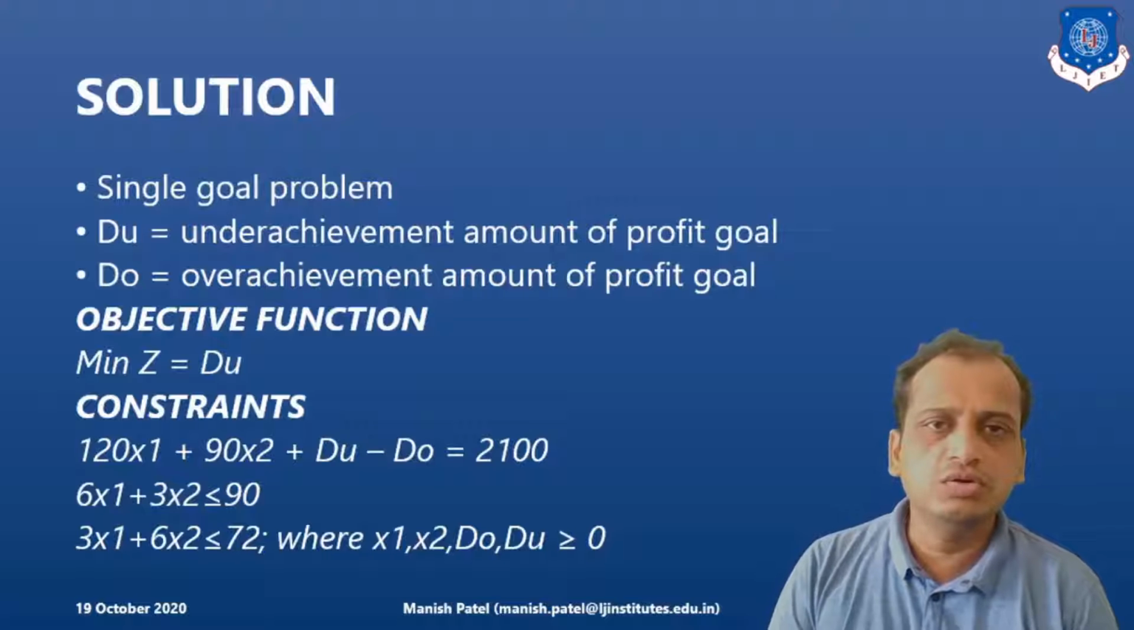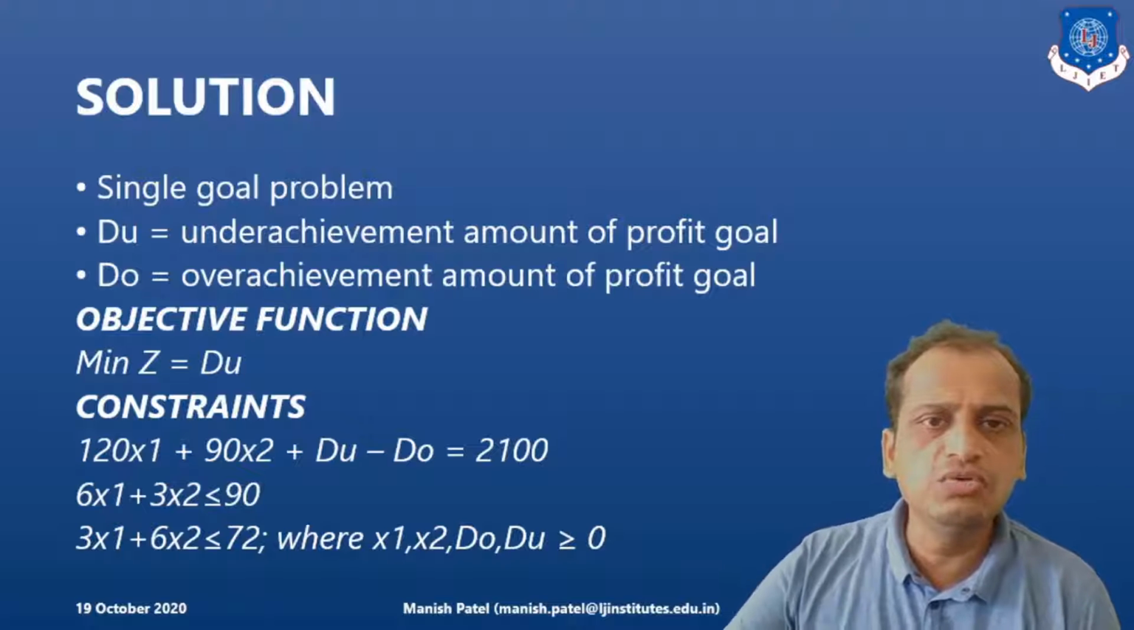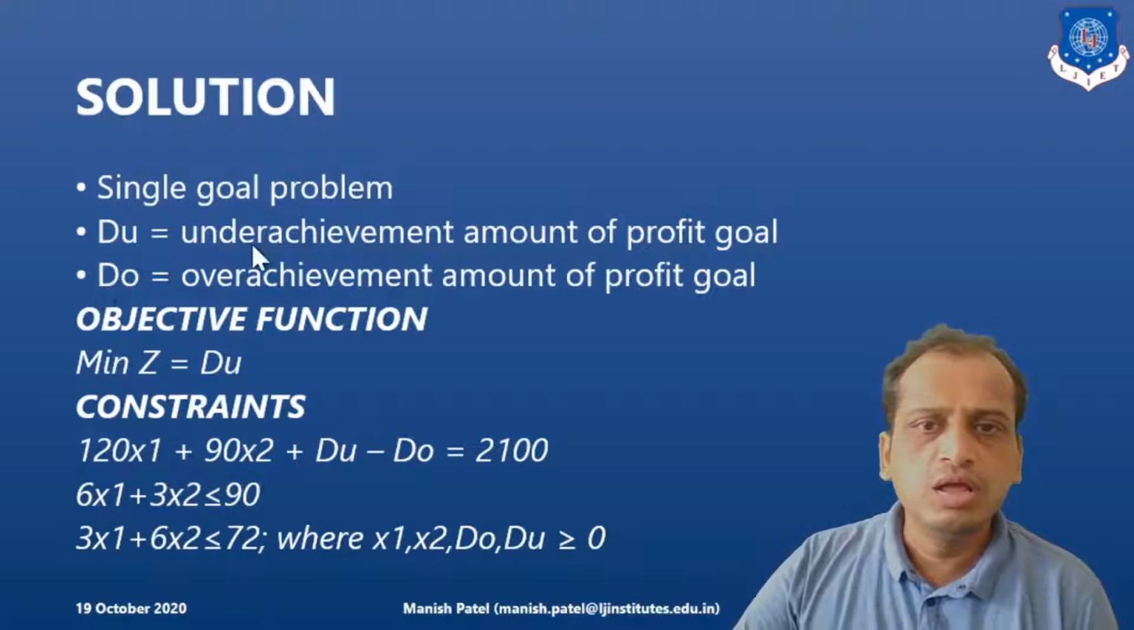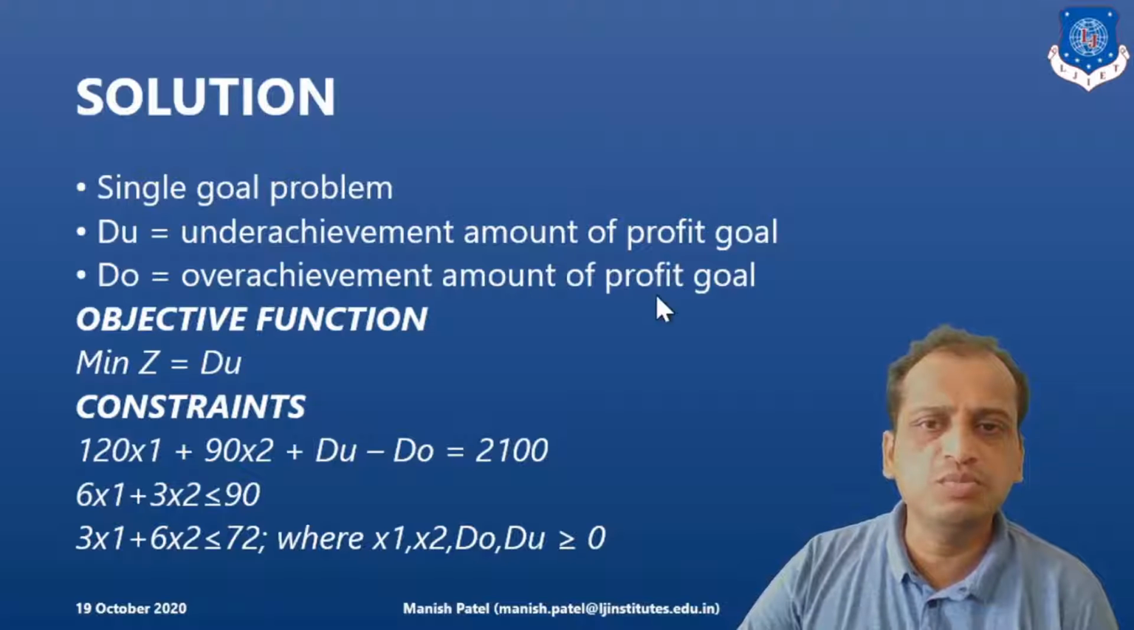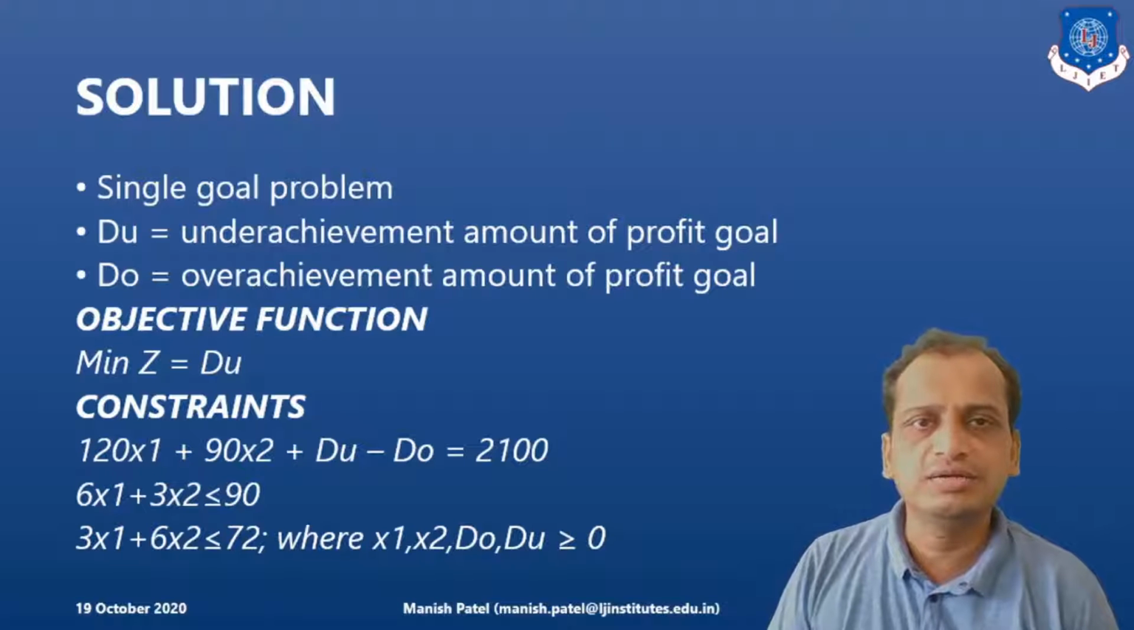So here the goal is single. The company wants to realize the profit of 2100 rupees. Let's introduce two variables for the underachievement and overachievement, that is DU and DO. DU is the underachievement for the profit goal and DO is the overachievement for the profit goal. Now the objective function for the company is to minimize the underachievement, whatever falls under the target.